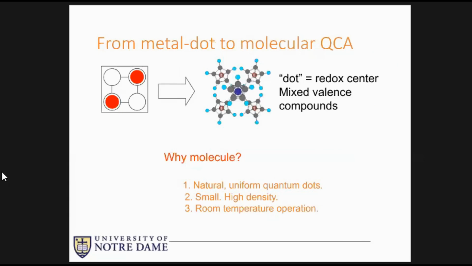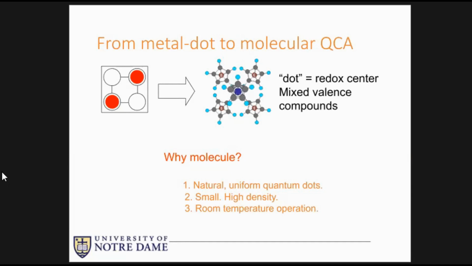So naturally, if you think about what can be used as Lego units, you can think about molecules. You can find some molecular compounds where you use oxidation and reduction reactions to essentially create this switching of electrons in there. Why molecules? Of course, they're small and uniform, and you can create huge densities of them, so you can create complicated circuits.